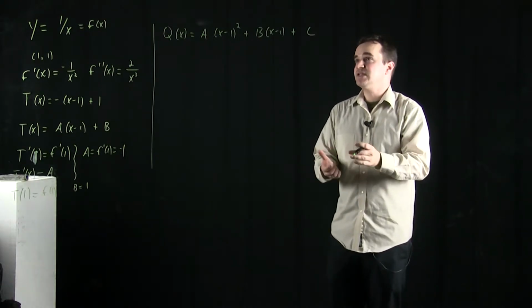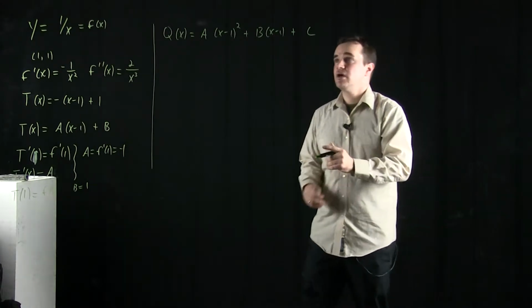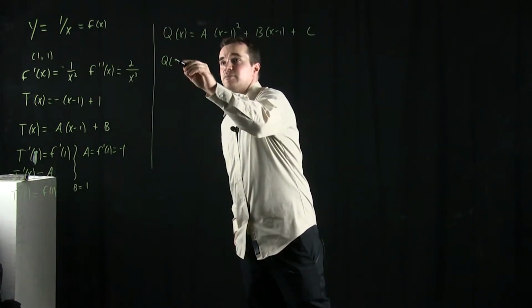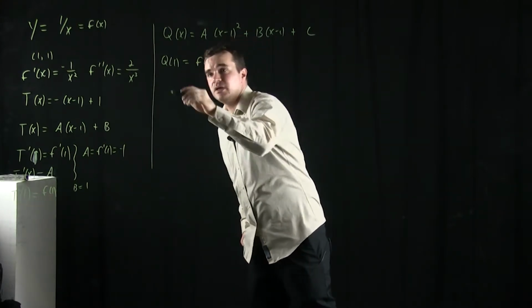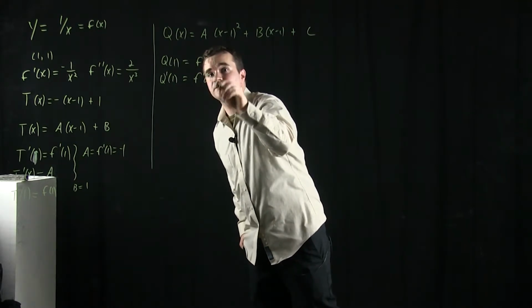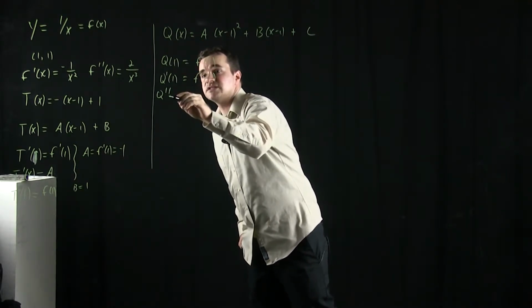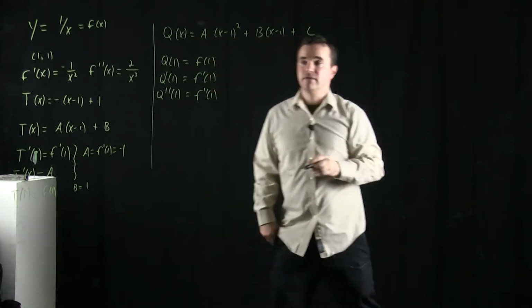And so the conditions that I want for this to be the best fit quadratic are simply that if I plug in 1, I'm going to get f of 1. That if I take the derivative and plug in 1, I'm going to get f prime of 1. If I take that second derivative and plug in 1, I'm going to get f double prime of 1.